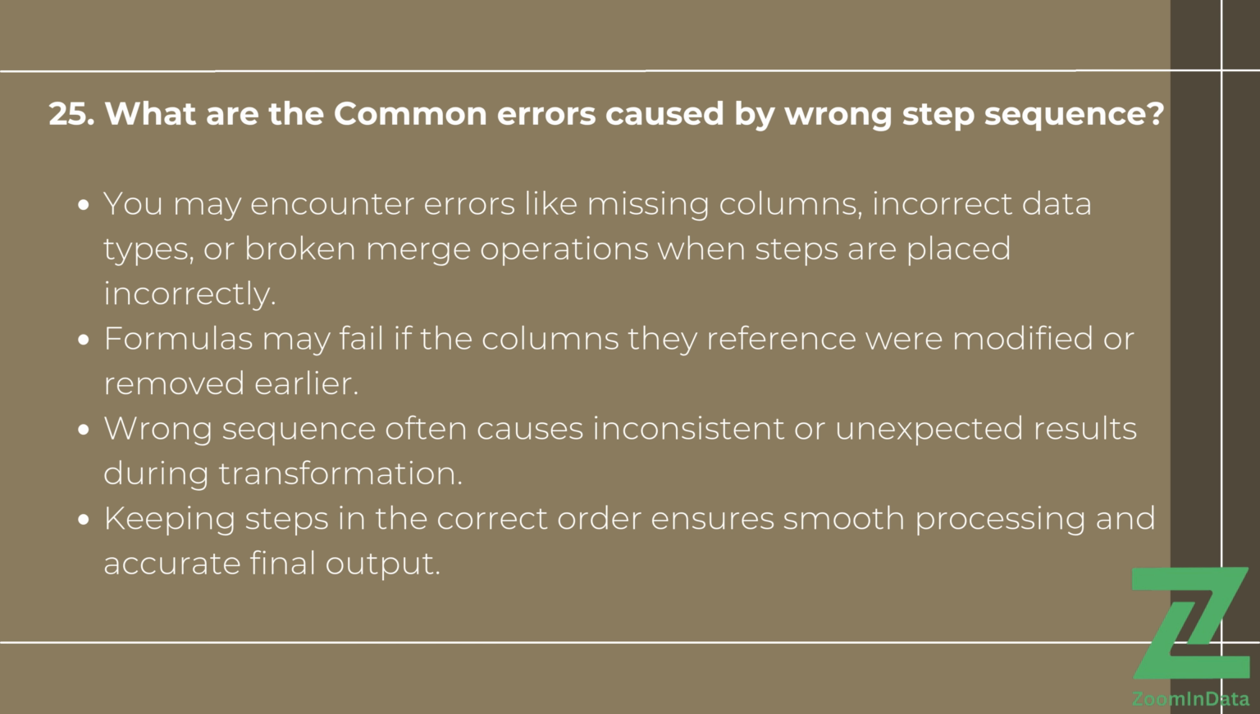25th question. What are the common errors caused by wrong step sequence? You may encounter errors like missing columns, incorrect data types, or broken merge operations when steps are placed incorrectly. Formulas may fail if the columns they reference were modified or removed earlier. Wrong sequence often causes inconsistent or unexpected results during transformation. Keeping steps in the correct order ensures smooth processing and accurate final output.